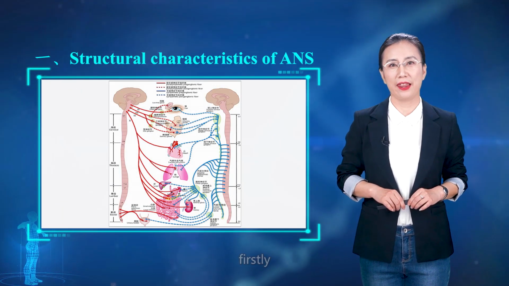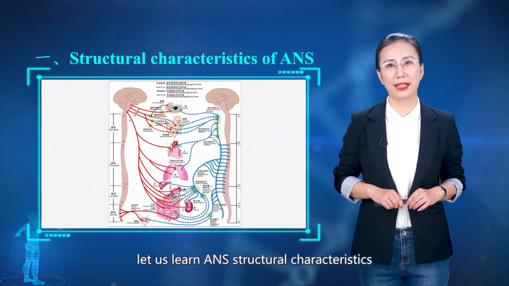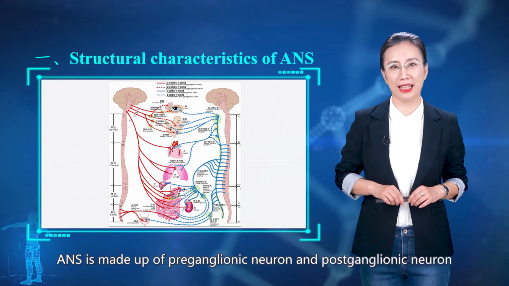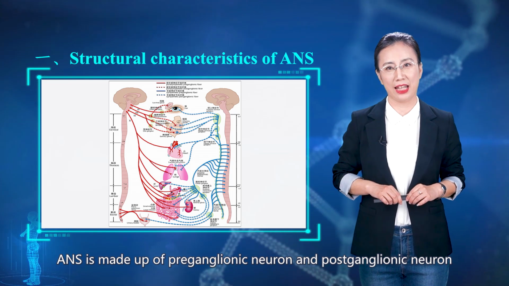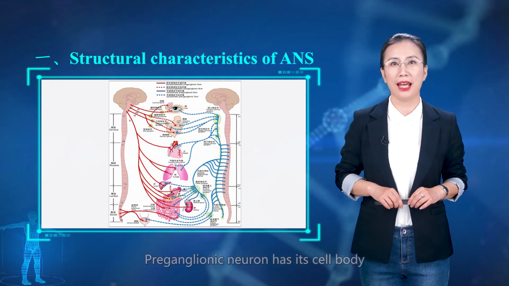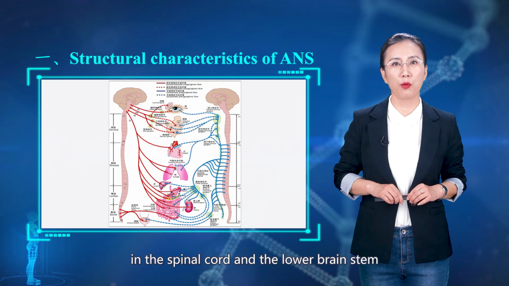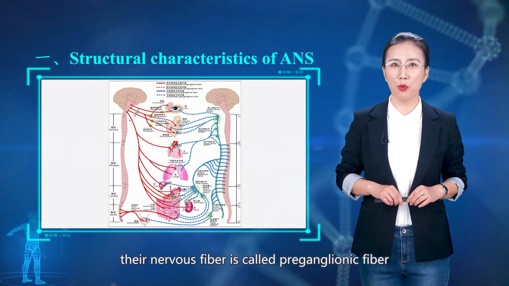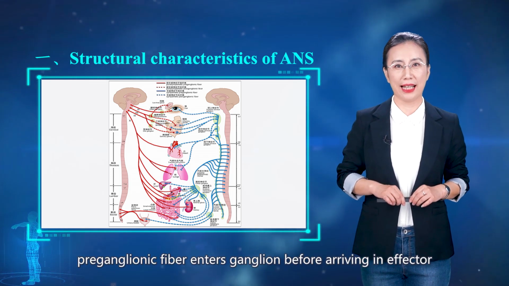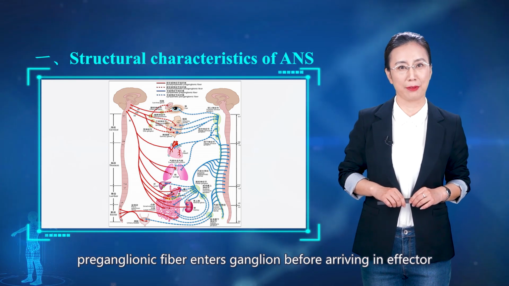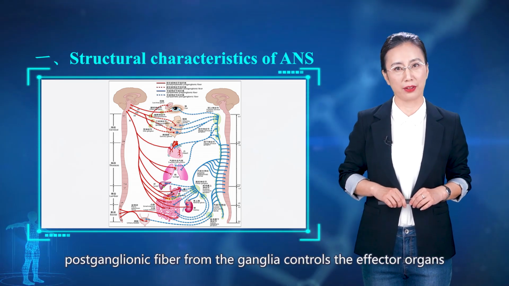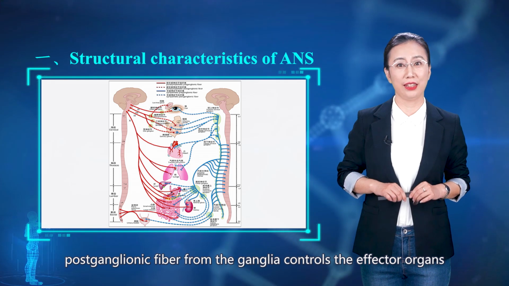Okay. Firstly, let's learn the ANS structural characteristics. The ANS is made up of preganglionic neurons and postganglionic neurons. The preganglionic neuron has its cell body in the spinal cord and the lower brainstem. Their nerve fiber is called the preganglionic fiber. The preganglionic fiber enters a ganglion before arriving at the effector. The postganglionic fiber from the ganglia controls the effector organs.